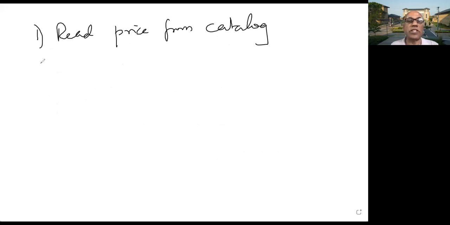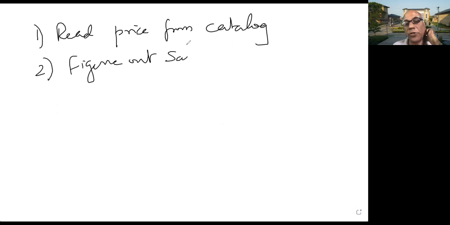Let's assume something can be done. But then figure out sales tax. That was our second step, right? We need to figure out how much the sales tax is. The question is, do you know how to? I'm the programmer, right? I have to solve this problem using a computer. Do I know how to compute the sales tax? If I don't, I have to ask somebody. I have to learn how to compute sales tax. How do you compute sales tax?